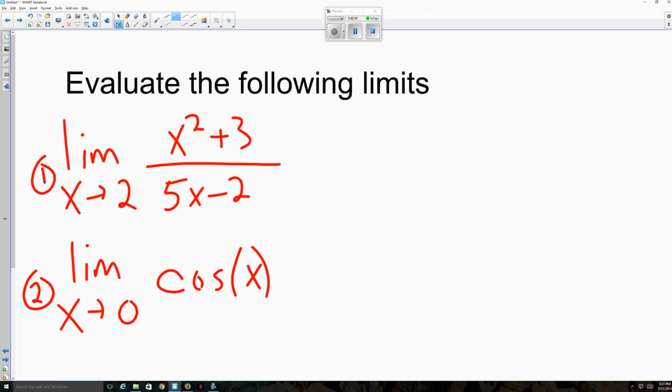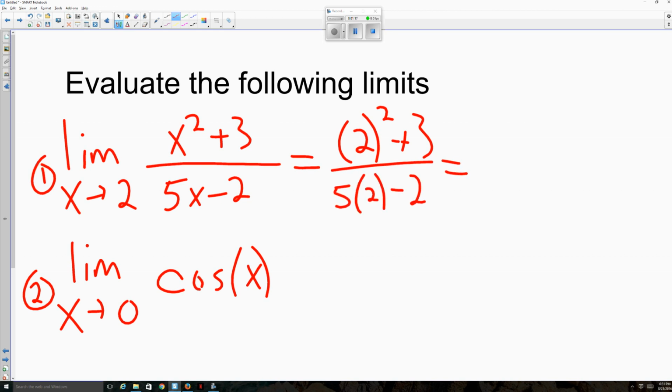Well, when we have polynomials, and hopefully you recognize we have two polynomials here, you can't see me gesturing, but there are two polynomials here. We're just going to oftentimes plug them in. So I'm going to take this 2 and plug it in, and this 2 and plug it in here, so I get 7 over 8. That limit there is 7 over 8.